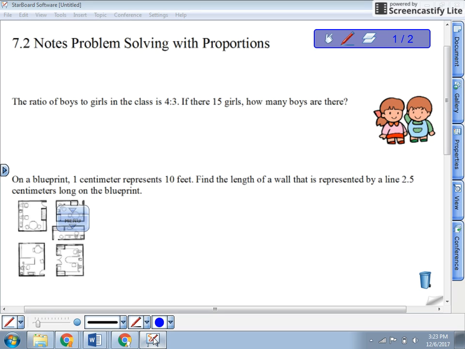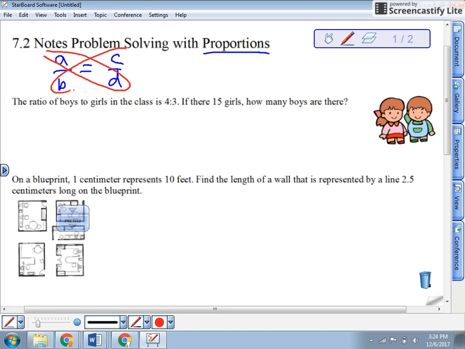Welcome to the notes on problem solving with proportions. Remember, a proportion is two ratios set equal to each other. And how do you solve any proportion? Every time, to solve, we are going to cross multiply. Okay, let's get right to the example.